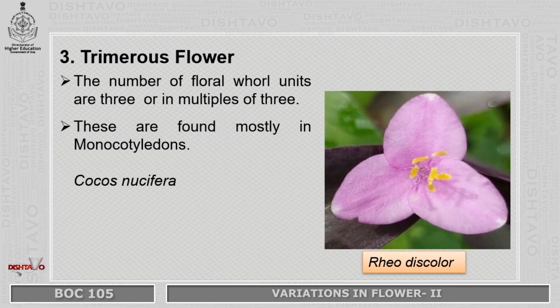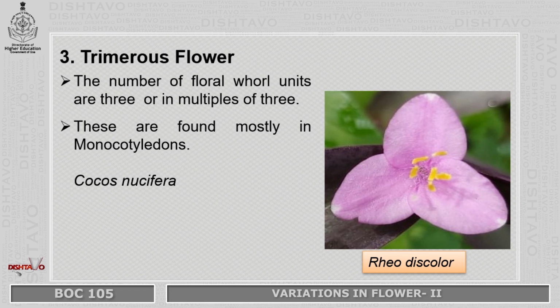The third type of flower is a trimerous flower. In case of trimerous flower, the number of floral units are 3 or in multiples of 3. Trimerous flower is a characteristic feature found in most of the monocotyledons.